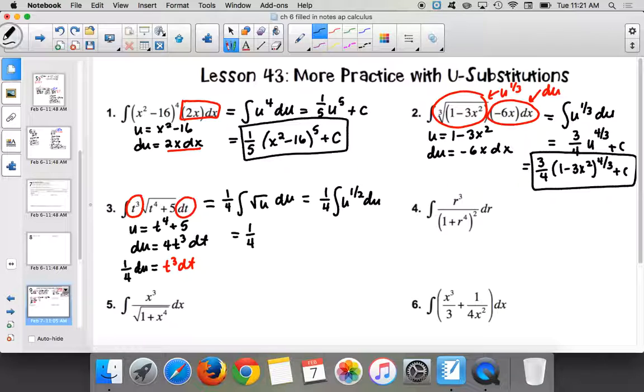So I have 1/4, and when I integrate u to the 1/2, I get u to the 3/2. Where did dt go? Well, the dt is replaced with a du term as well. So this t cubed dt was replaced with what it was equal to, which was 1/4 du. That's all replaced there. All right, so we end up getting 2/12, which is 1/6. Yeah, Isbeth?